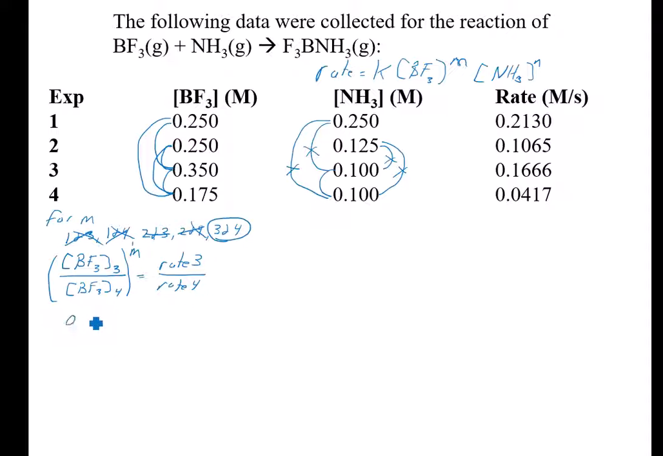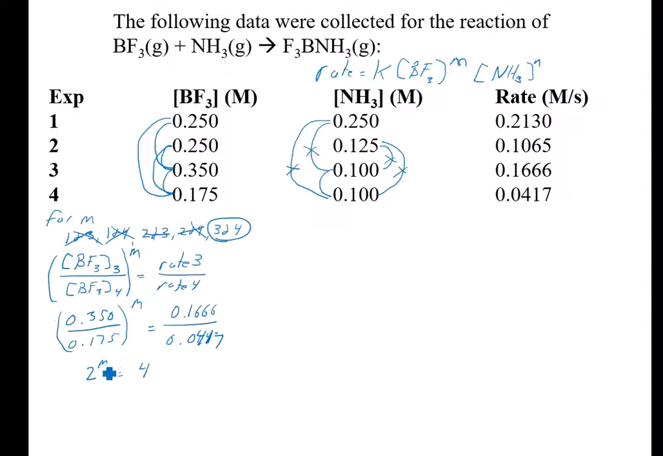So I have 0.350 divided by 0.175, to the M, is 0.1666 divided by 0.0417. When I divide 0.350 by 0.175, I get 2, and that's to the M. When I divide 0.1666 by 0.0417, I get 4.